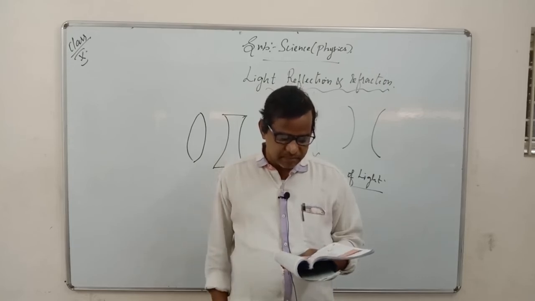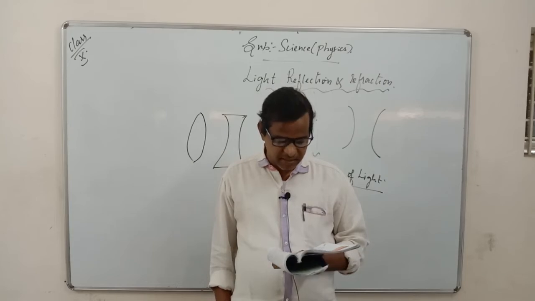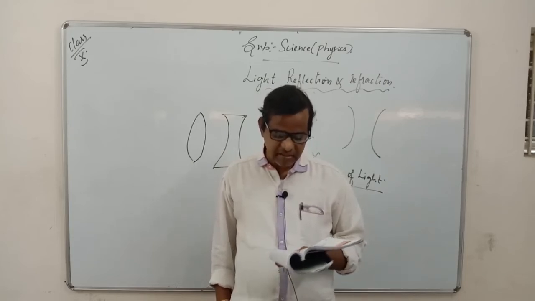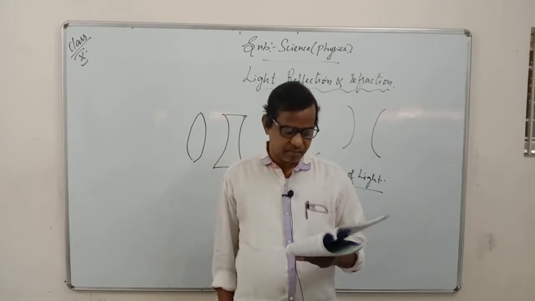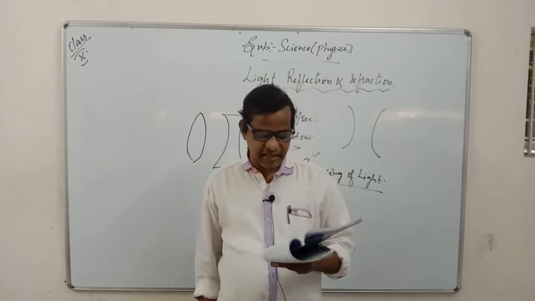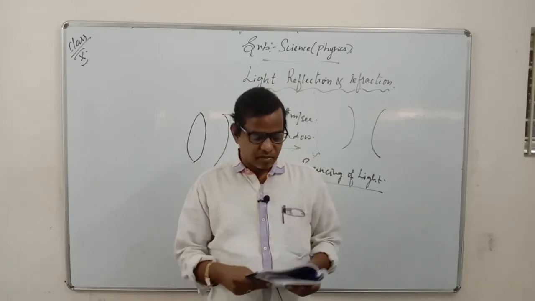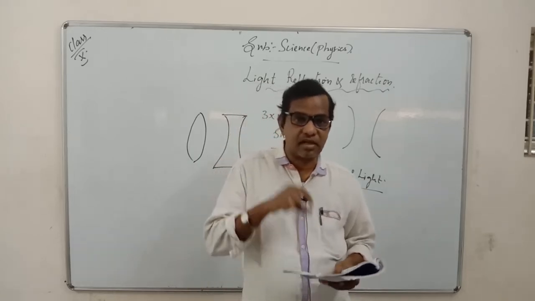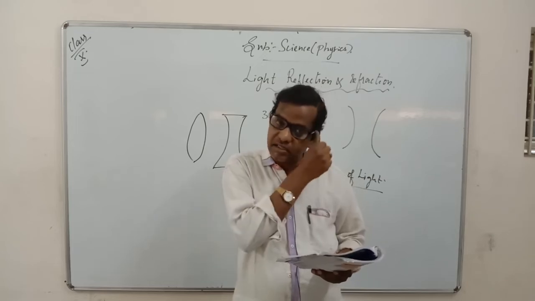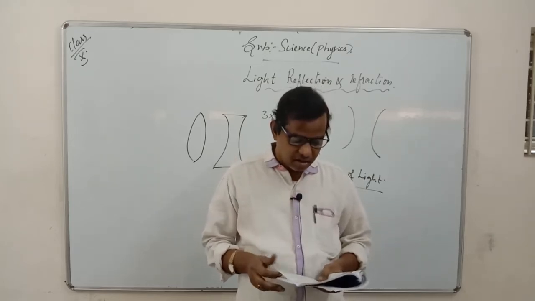The first one is a ray parallel to the principal axis. After reflection it will pass through the principal focus in case of a concave mirror, or appear to diverge from the principal focus in case of a convex mirror. This is illustrated in the figure he has given. So go through the figures, how the image is formed after reflection in each of the spherical mirrors, whether they are concave mirrors or convex mirrors.